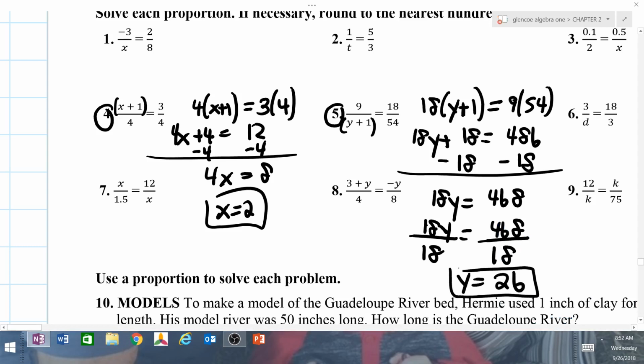Okay, do we have an answer? Who has an answer for number 4? Yes, what did you get? I got x equals 4. No, x equals 8. X equals 2 is correct. And who has an answer for number 5? Yes, thank you. Y equals 26 is correct.